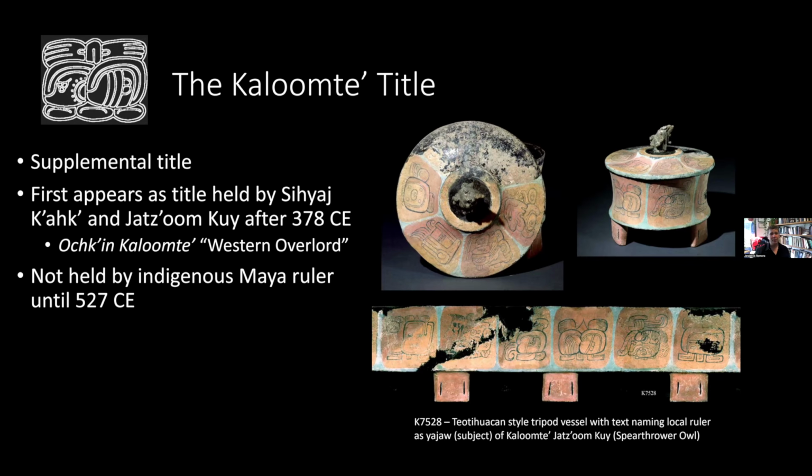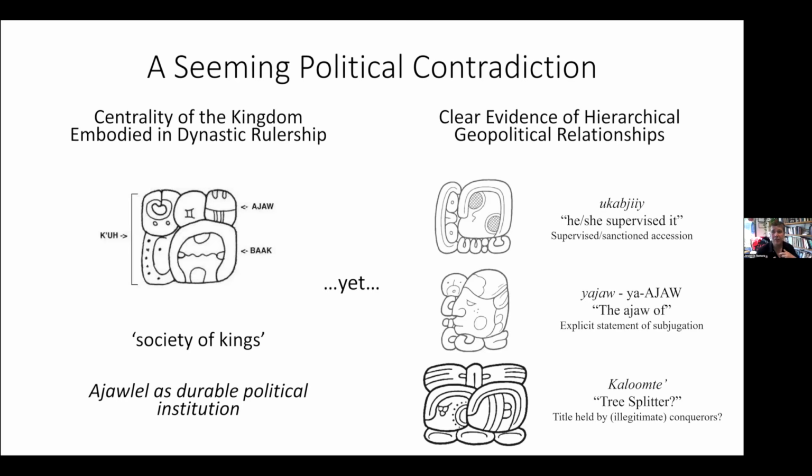So the evidence suggests that a kalomte is basically associated with a conqueror, a person who takes control of a place. And that person can be a divine king or not. So we have this separation between this long-standing institution of Kuhul Ahal, or divine rulership, versus these things that are clearly reflecting kind of bigger picture stuff.